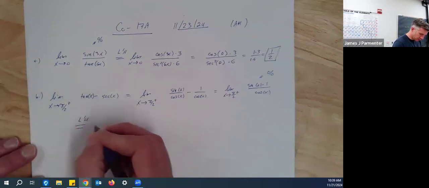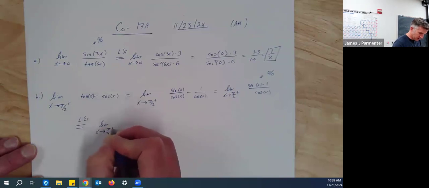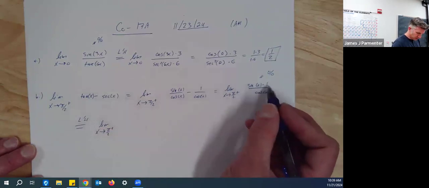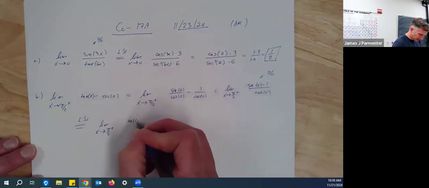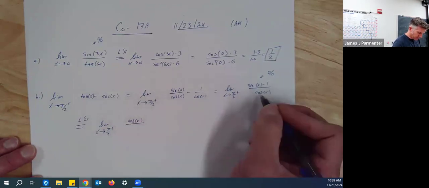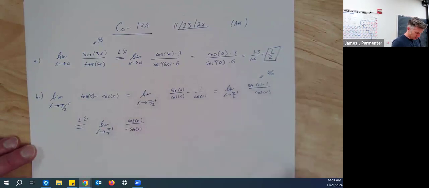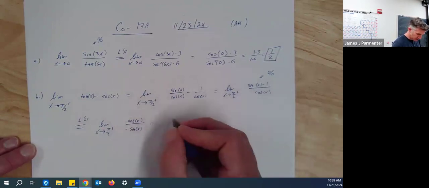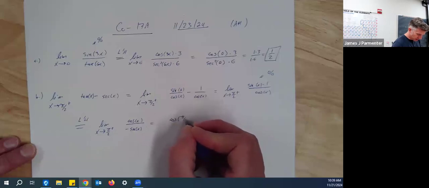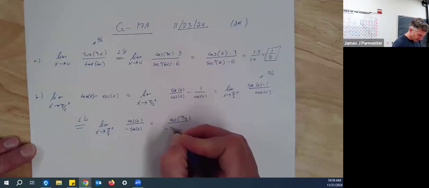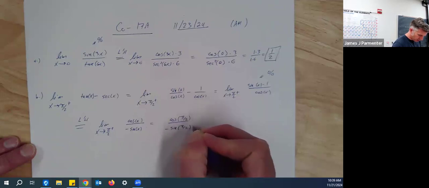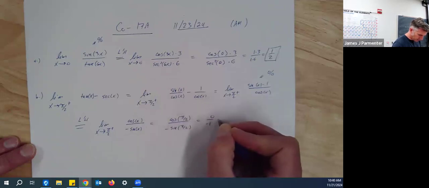So using L'Hopital's rule, it's going to be the limit as x approaches pi over 2 from the right of the derivative of sine of x minus 1, which is cosine of x minus 0, all over the derivative of cosine of x, which is negative sine of x. And then this should work out when we plug it in, because cosine of pi over 2 is going to be 0 and negative sine of pi over 2 is going to be negative 1. So we get 0 divided by negative 1, which is 0.